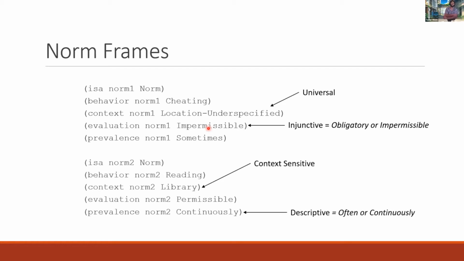Here's another example of a norm frame. In this case, this is a situated norm or a context-sensitive norm. So the act of reading in a library. Here, this shows the example of the second order deontic statuses of permissible, the evaluation slot filled with permissible. So this would be like saying an agent does not know if reading in the library is something it should do or if it's optional, but it does know that it's not impermissible. And the prevalence in this case for reading in the library is it happens all the time. And thus, this is a descriptive norm.